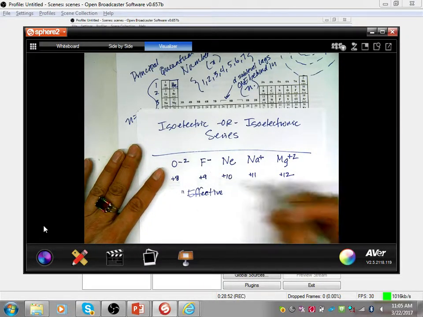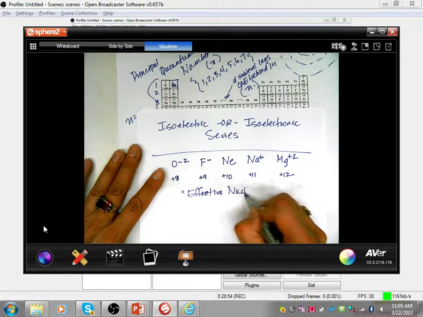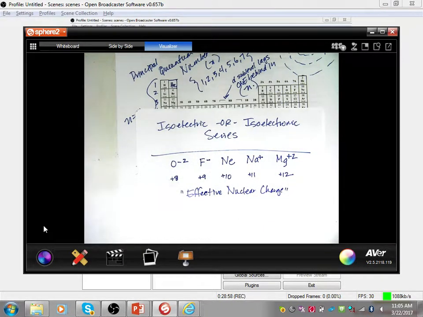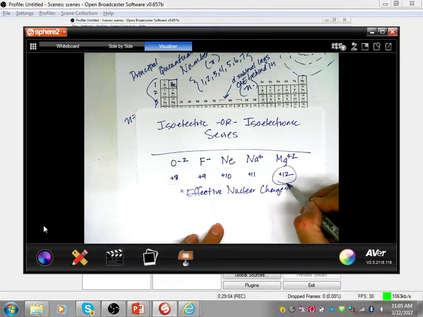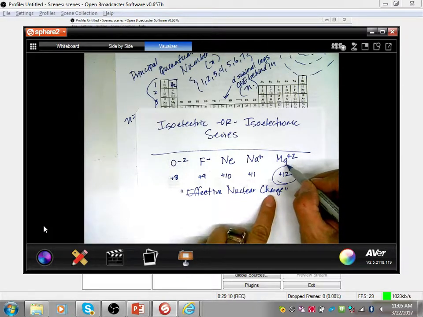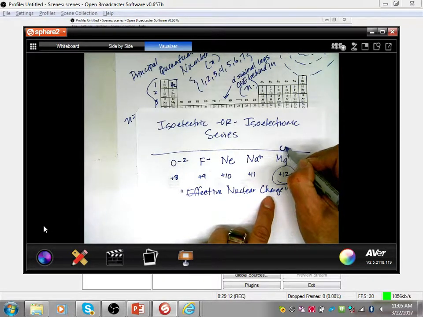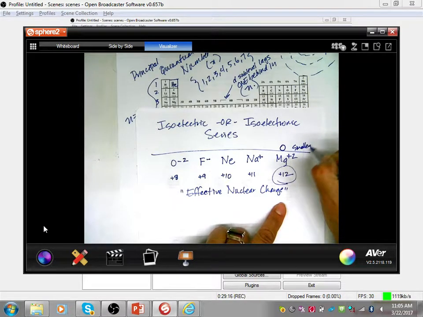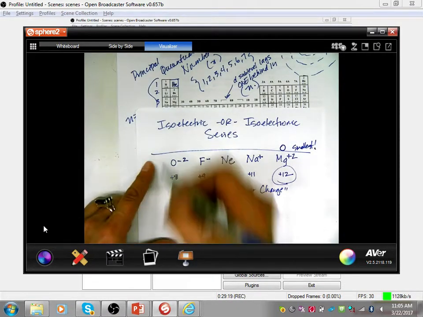effective nuclear charge? Who has the most effective nuclear charge? Magnesium has the most pull. It's got 12 pluses in its nucleus, so it's going to pull those electrons really tight. It's going to be the smallest of all. The biggest is going to be oxygen.